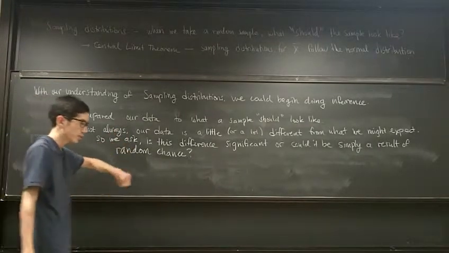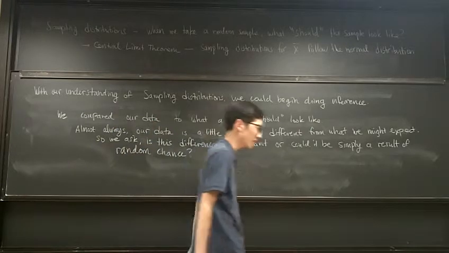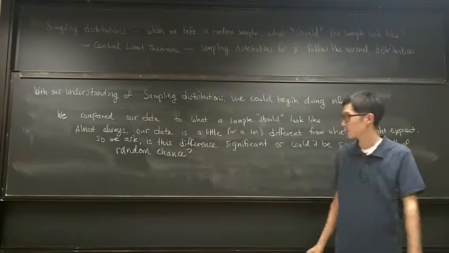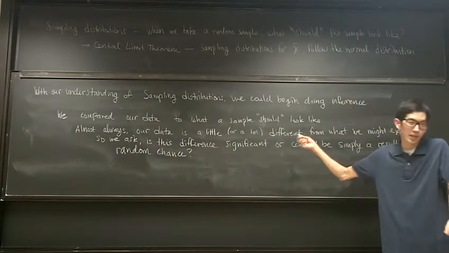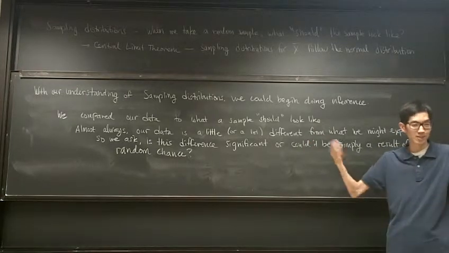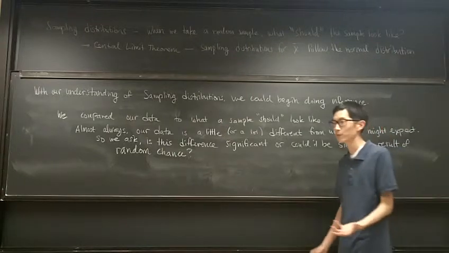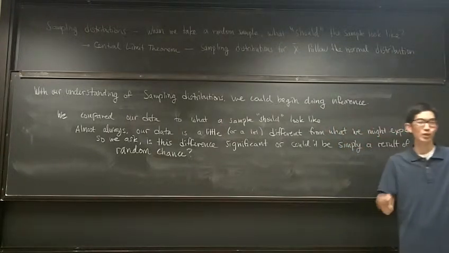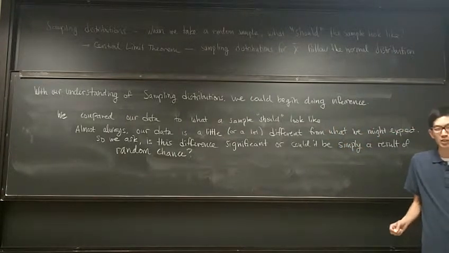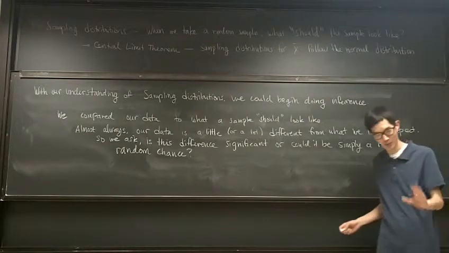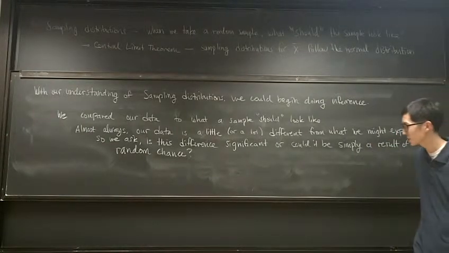And to decide whether it was significant or not, whether it could just be a result of random chance, we had to look at the standard deviation of our sampling distribution, or our standard error. Okay, or for chi-square distributions, we divided it by the expected value, which oddly enough works out.